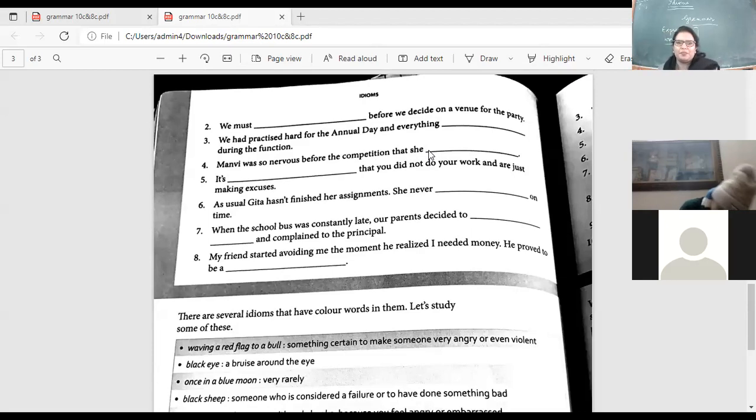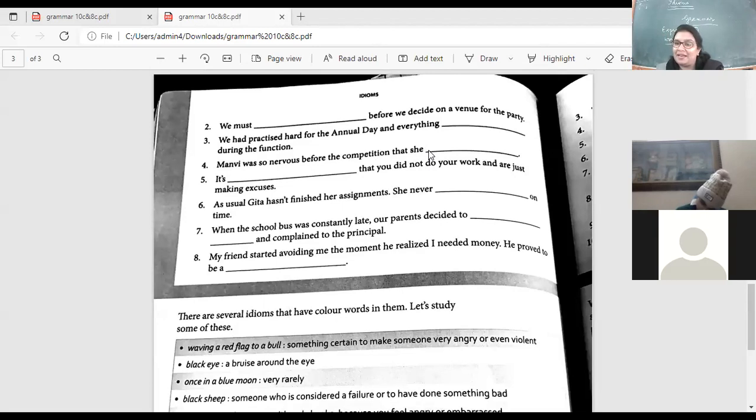What would come over here? Mansi was so nervous before the competition that she was shaking like a leaf. She shook like a leaf, right? Yes. It's dash that you did not do your work and are just making excuses. Yes. It is nose. What?